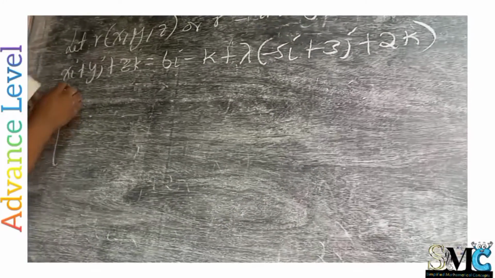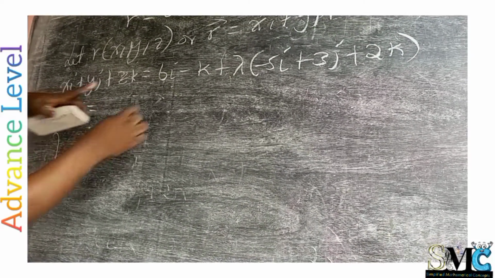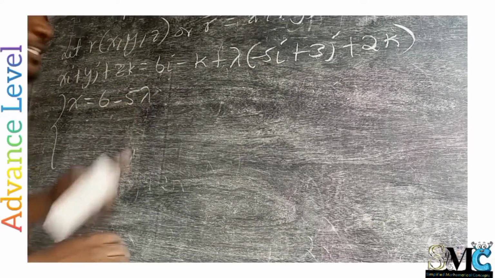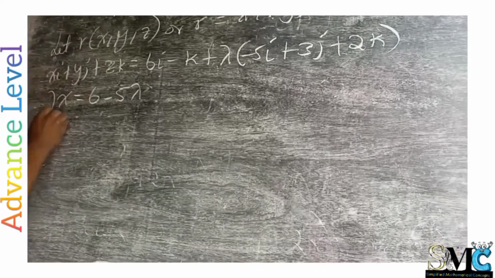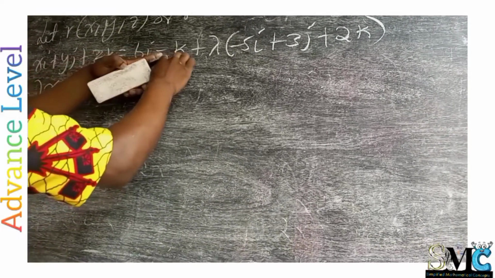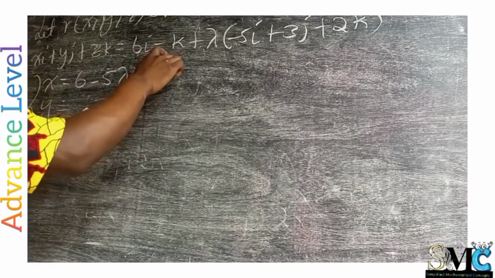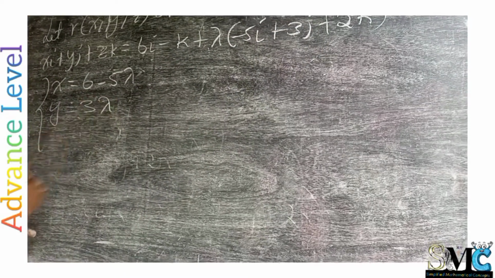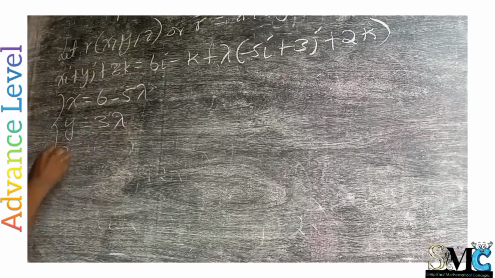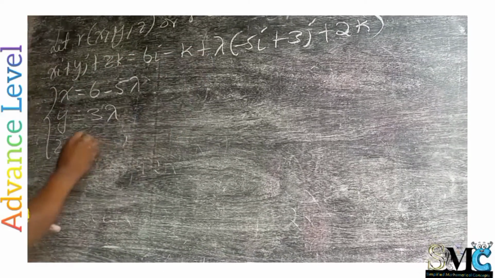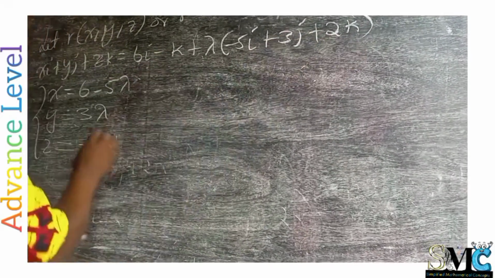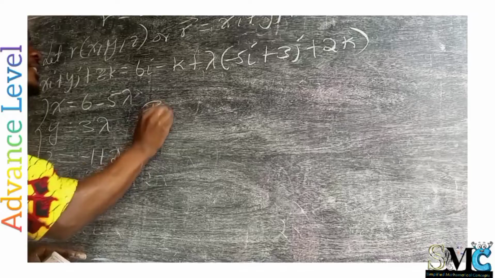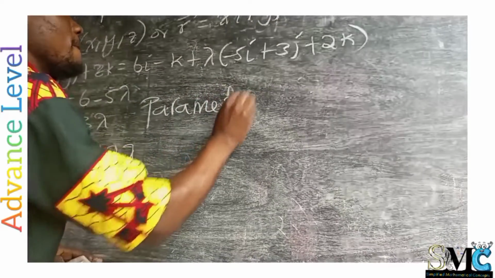That is, for the i component, we have x is equal to 6 minus 5 lambda. This is the first parametric equation. We now do this one: y is equal to, the j component here is 0, so we leave it out, and then we have 3 times lambda, which is 3 lambda. And then z is equal to negative 1 plus 2 times lambda, which is 2 lambda. So this gives us the parametric equations.